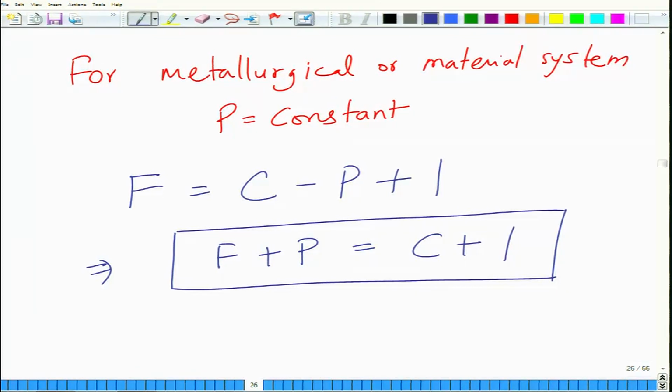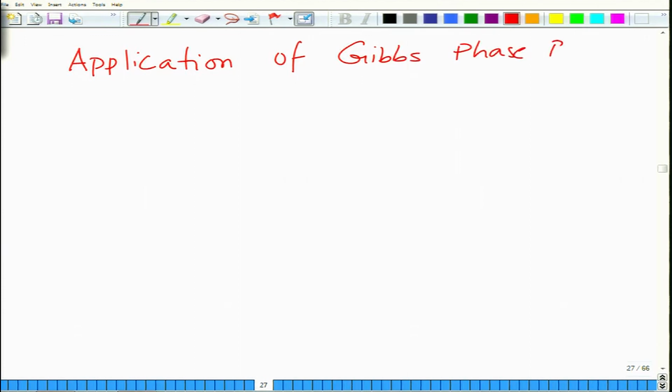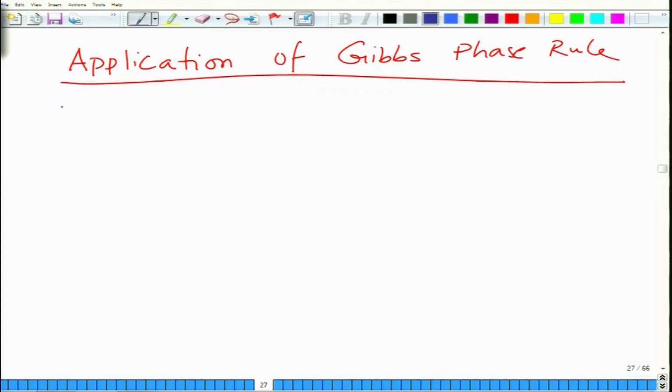Now, let us see how this Gibbs phase rule applies to different phase systems in materials. So now let us see how we apply this. Let us say the application of the Gibbs phase rule to a unary, single component system.